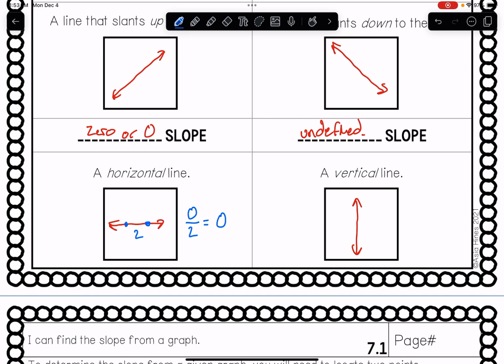Same thing with our undefined. If I pick 2 points, let's say that one, and once again, just for argument's sake, let's say that the distance between them is 2. Well, our rise between these 2 points is 2, and our run is 0. And if you try to type anything divided by 0 into a calculator, it's going to give you undefined. We cannot divide by 0, therefore we cannot assign it a number. It's undefined. And if our rise was 7, but it's a vertical line, we still can't divide by 0. So that's why any vertical line is always undefined.